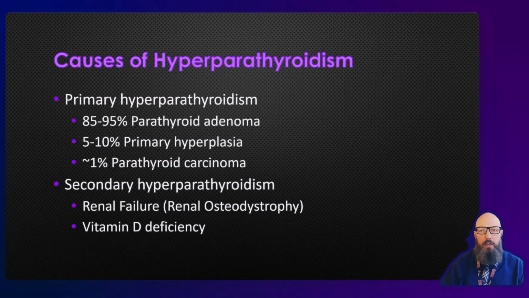And so what are the different causes of hyperparathyroidism? Most of them, as I said, are associated with a benign tumor, a parathyroid adenoma. About 5 to 10% are going to be associated with just a hyperplasia of the gland. And then around 1%, so a fairly small amount, are going to be actually associated with a malignancy of the gland. And then they may refer to secondary hyperparathyroidism. This is going to be different than primary hyperparathyroidism, but we'll talk about this next: renal failure.